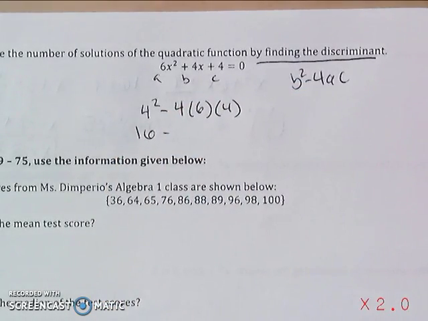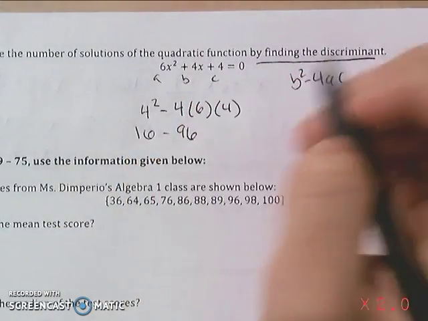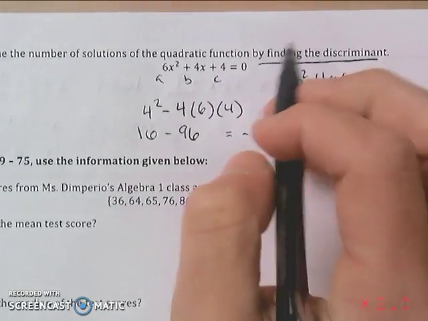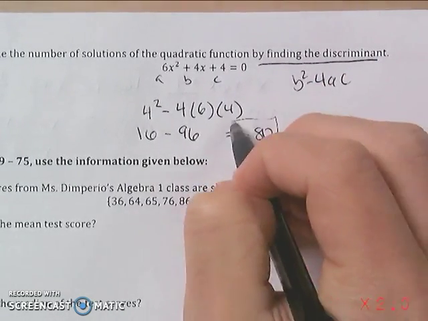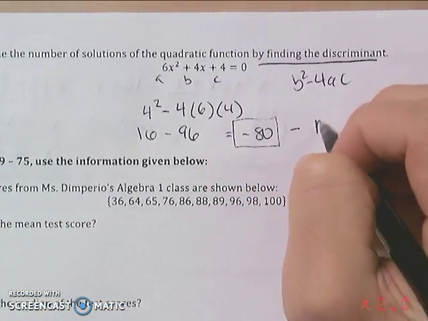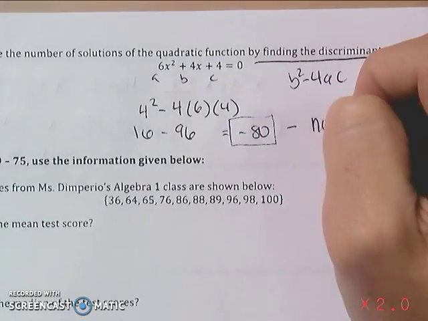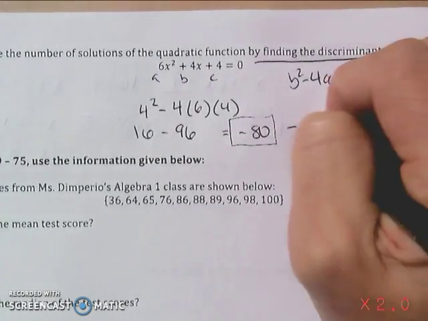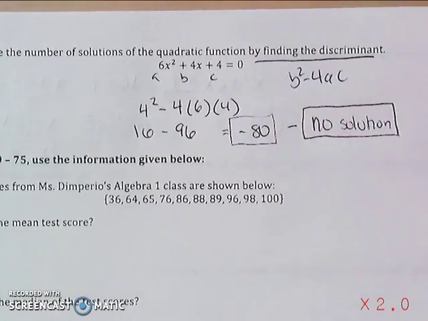24 times 4 is what? 96? Yes. Lucky me. This equals a negative 80 though. That's not my answer. It says what's the number of solutions. If I have a negative, I have no solutions. Can't take the square root of a negative, can you? So we're going to end up with no solutions. That means this parabola does not hit the x-axis. If I were to show this graph, it would not hit the x-axis.